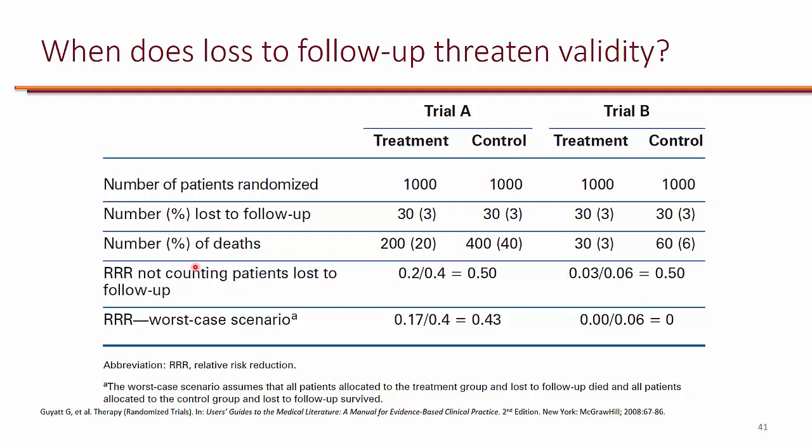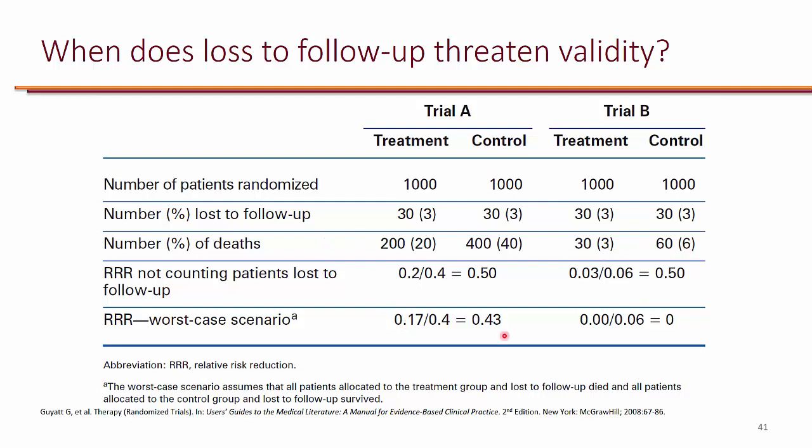Now, if the primary endpoint was death in both studies, and let's say 200 people died in the treatment group from trial A, and twice as many, 400 in the control group, that gives you 20% and 40%. And then in trial B, let's say 30 patients died in the treatment group and 60 patients in the control group, so twice as many in the control group, but the percentage is a lot smaller, so 3% and 6%.